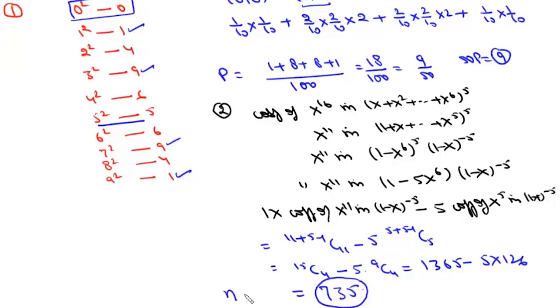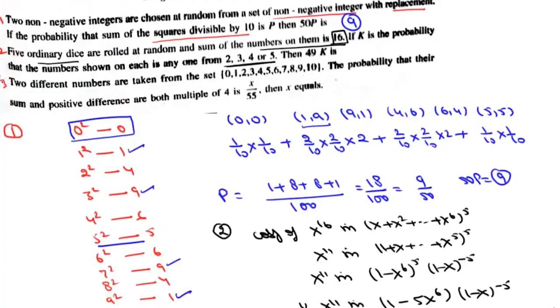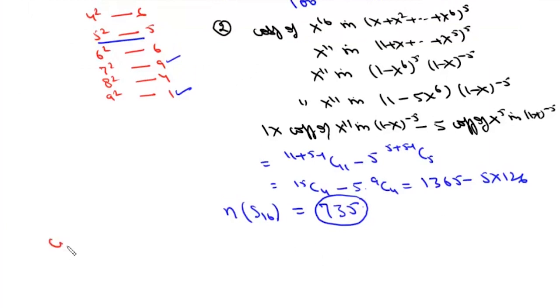That's the number of elements in case the sum is 16. Now our favorable event is when we get 16 from these 4 numbers. So that means now we have to find the coefficient of x to the power 16 in, now we are given numbers 2, 3, 4 or 5. So it will be (x square plus x cube plus x4 plus x to the power 5) to the power 5. Now here we'll take x to the power 10 common.